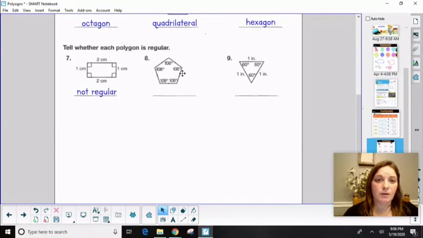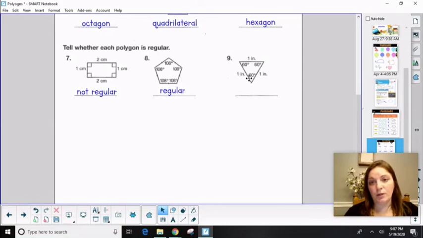Number 8, I see that every angle inside of this 5-sided figure or pentagon, each angle measures 108 degrees. So all of the angles are the same measure, and if I look at the sides, there's those teeny tiny little marks. Each of them has one little teeny tiny mark, which indicates that all of the 5 sides are the same. So this is actually a regular pentagon.